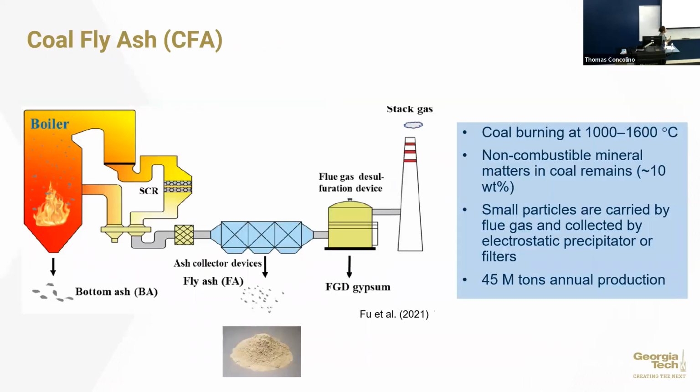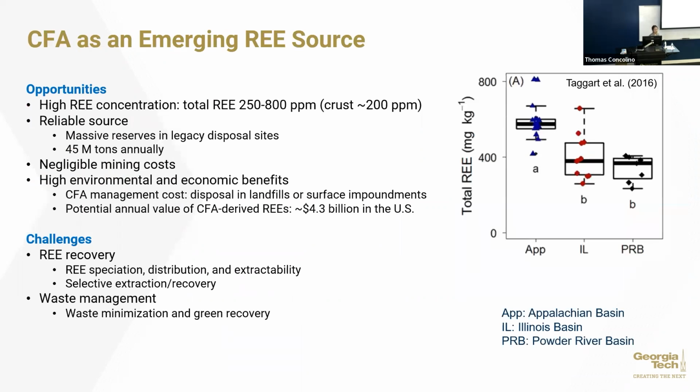So what we will be talking about today is mining or extracting REE from coal fly ash. I'm not going to go into the details of the coal burning process, but what you can learn is that during coal burning at high temperature, about 10% of non-combustible mineral matter remains, and a large portion of it is collected as fly ash. And in the US, about 45 million tons of coal fly ash is produced annually. Now, coal fly ash is considered an emergent REE source, as well as many other different alternative resources as I just talked about.